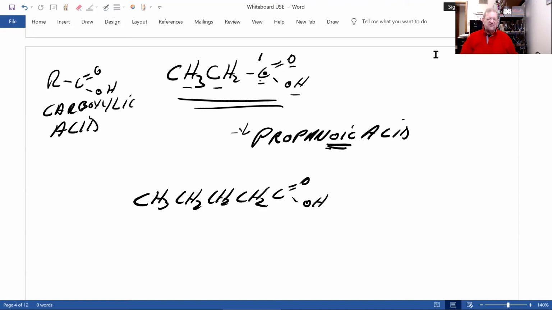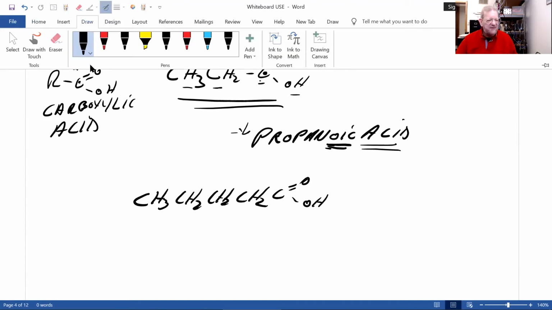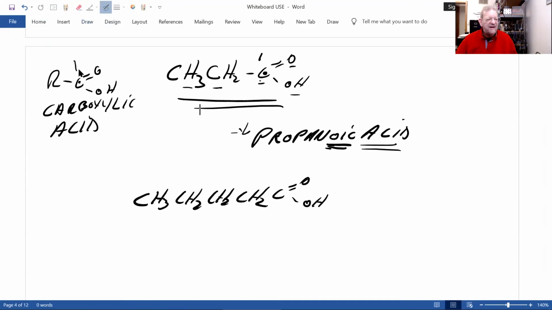And Dr. White's going to share what would be the name of that compound. Remember, drop the E, add OIC, and the word acid at the end. Find the longest chain with the carbonyl carbon, this carbon right here. Now, have you had a bad hair day? Dr. White's having a bad arrow drawing day. That's better.